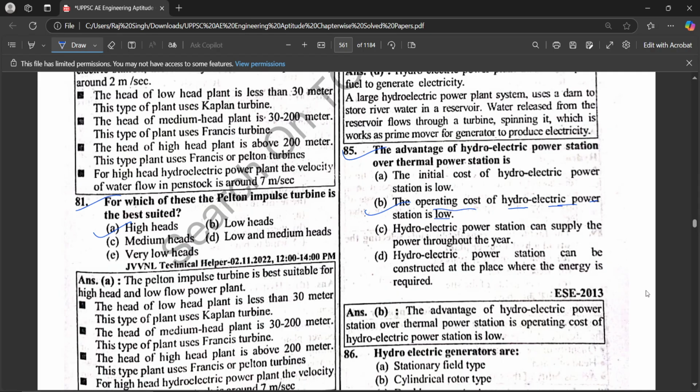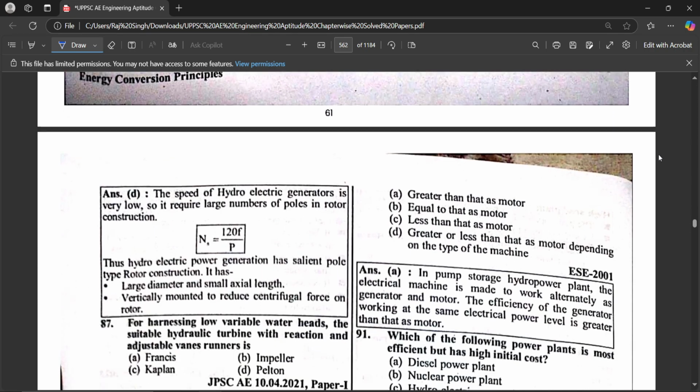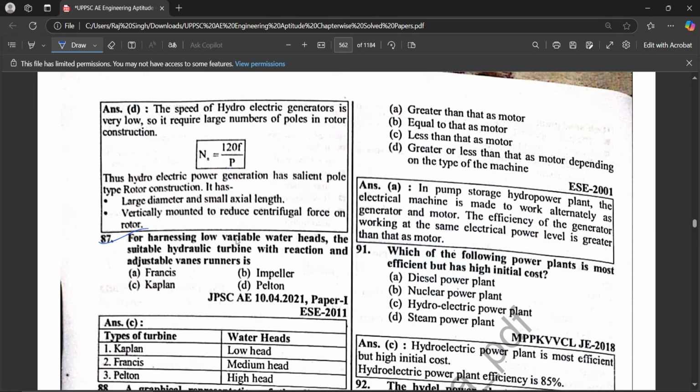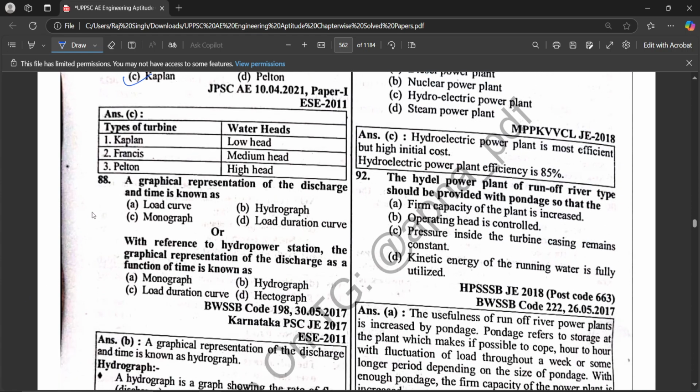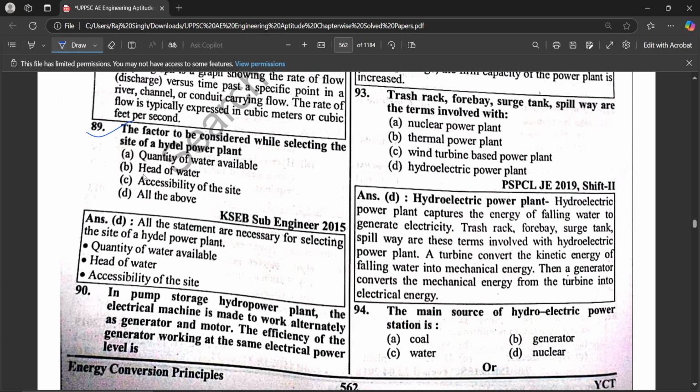The advantage of hydroelectric power station over thermal power station is that the operating cost of a hydroelectric power station is low. Hydroelectric generators are salient pole type. For harnessing low variable water head, the suitable hydraulic turbine with reaction and adjustable vane runner is a Kaplan turbine. A graphical representation of discharge and time is known as a hydrograph. The factors to be considered while selecting the site of a hydel power plant are quantity of water available, head of water, accessibility of site; hence, all of the above.